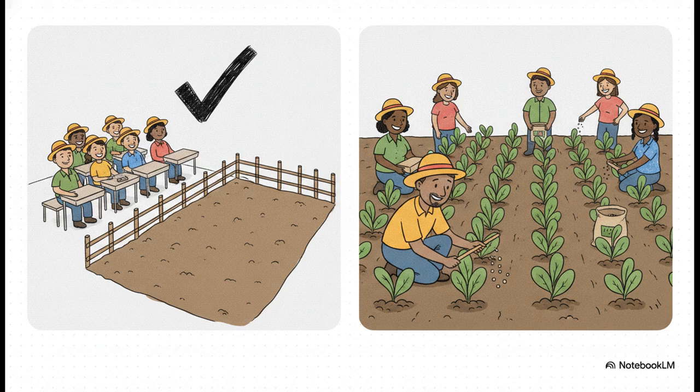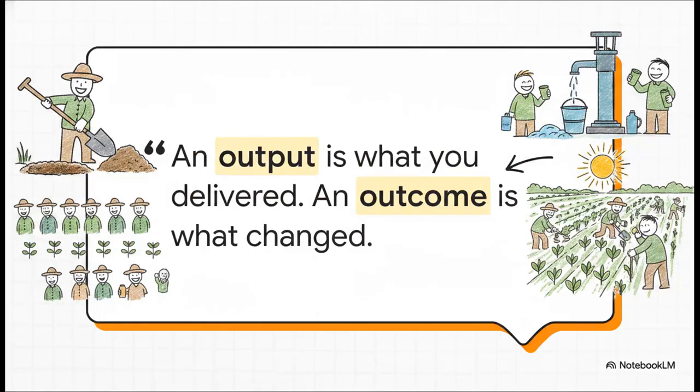After the training, do the farmers actually plant on time? Do they space their rows correctly? Are the women adopting these practices just as much as the men? That shift in behavior, that is the outcome. This brings us to the absolutely crucial distinction in this whole explainer. An output is what you delivered, but an outcome is what changed.